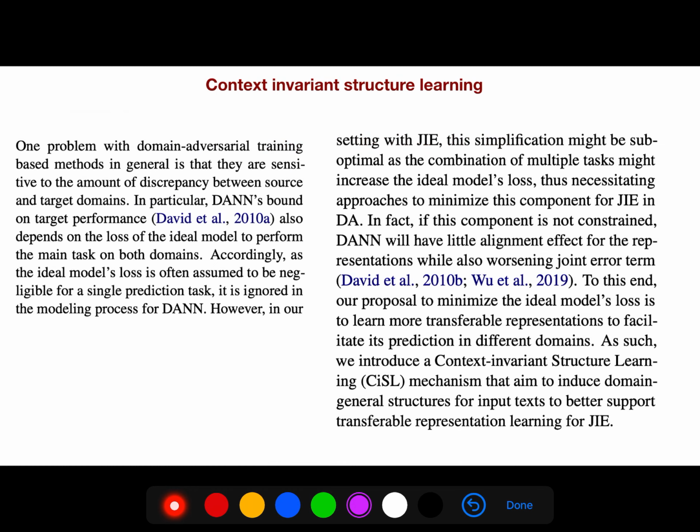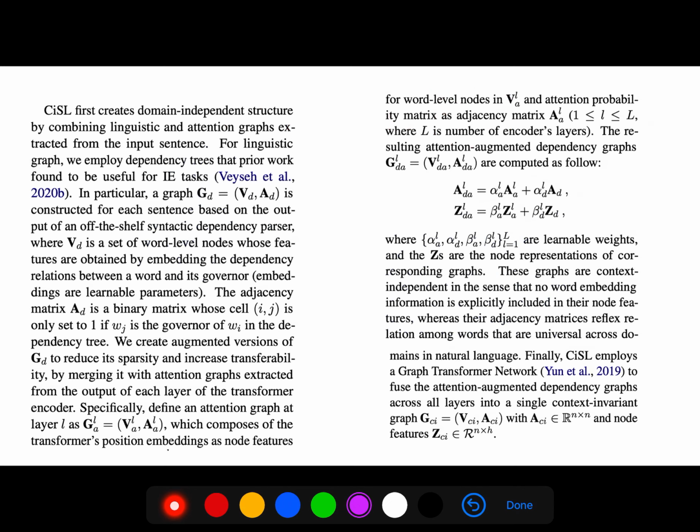One problem with domain adversarial training-based methods in general is that they are sensitive to the amount of discrepancy between source and target domains. CISL first creates a domain-independent structure by combining linguistic and attention graphs extracted from the input sentence. For the linguistic graph, we employ dependency trees, which prior work found to be useful for IE.